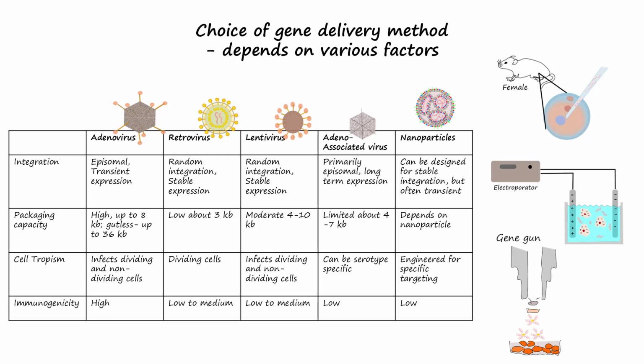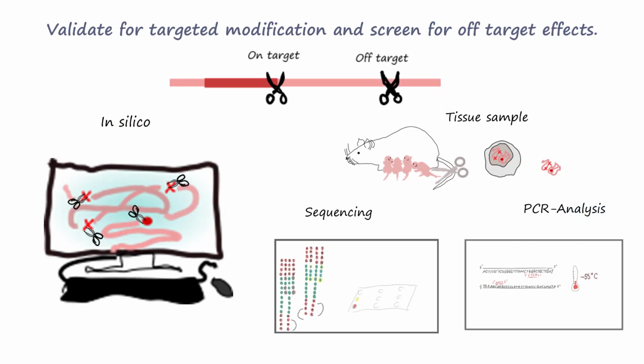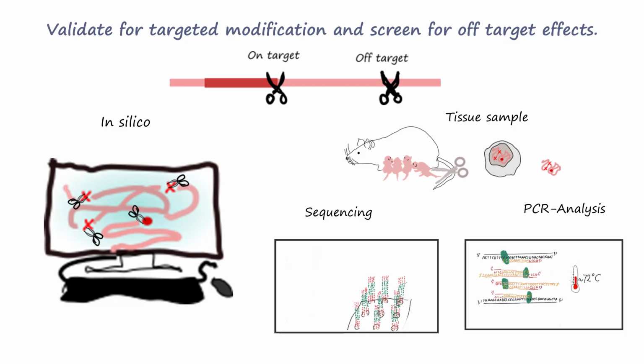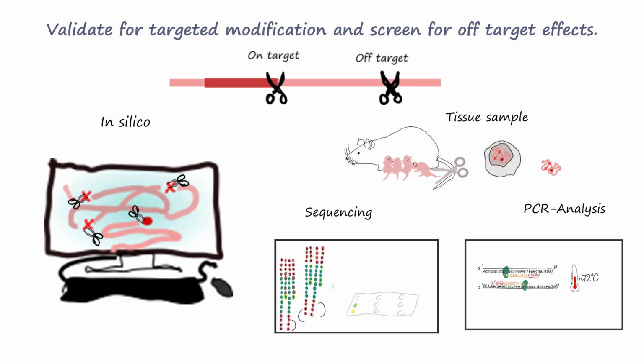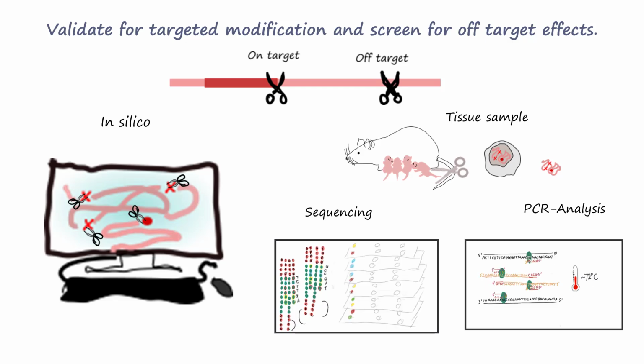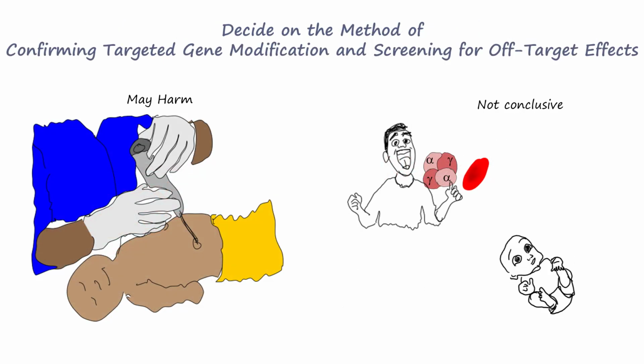Selecting a delivery method hinges on its appropriateness for the desired genetic modification, taking into account elements like insert size, immunogenicity, and expression duration. Once a genetic change has been attempted, it needs to be validated and the organism screened for off-target effects. Although validation by obtaining sample cells and sequencing the DNA or performing PCR assays is usually the best approach, in some cases this method may cause harm. Therefore, the benefits must be weighed against the harm.